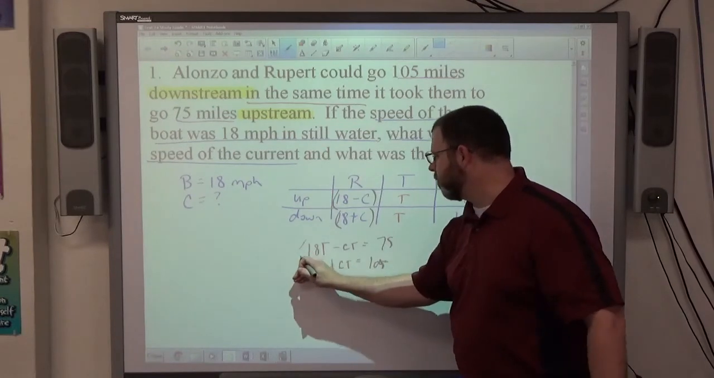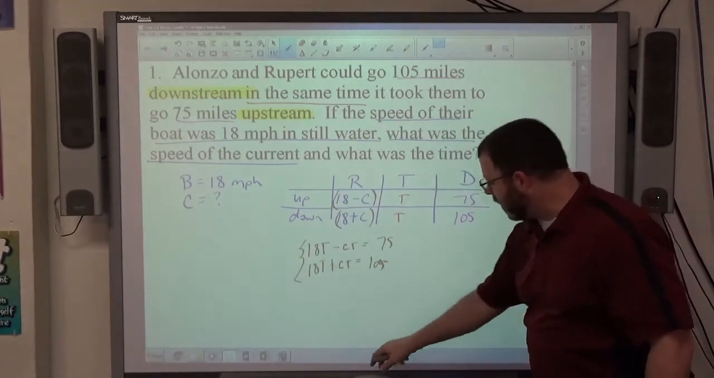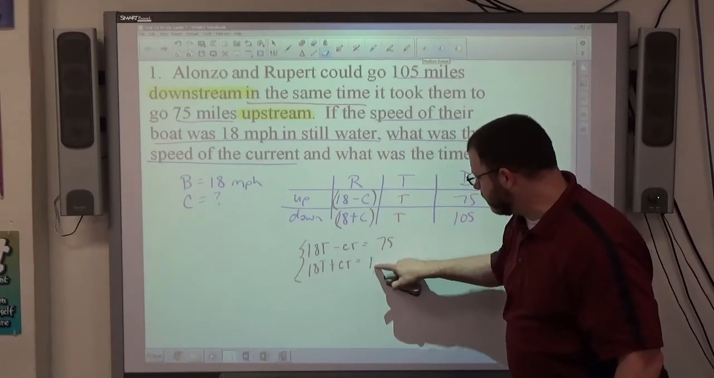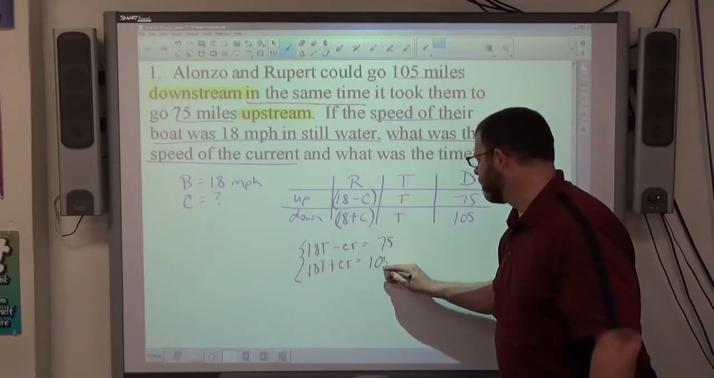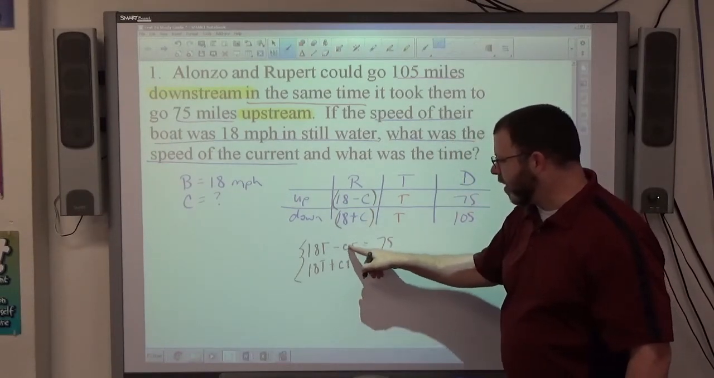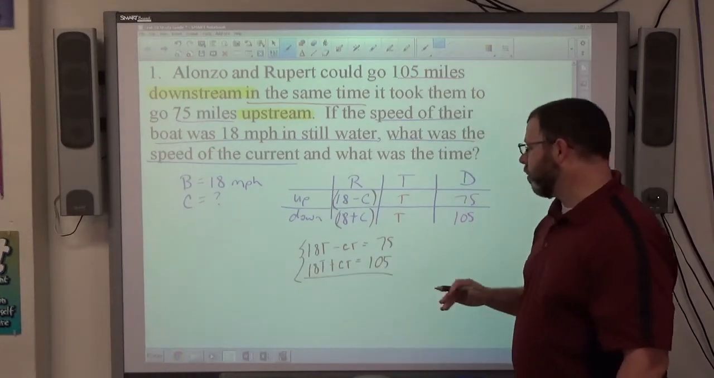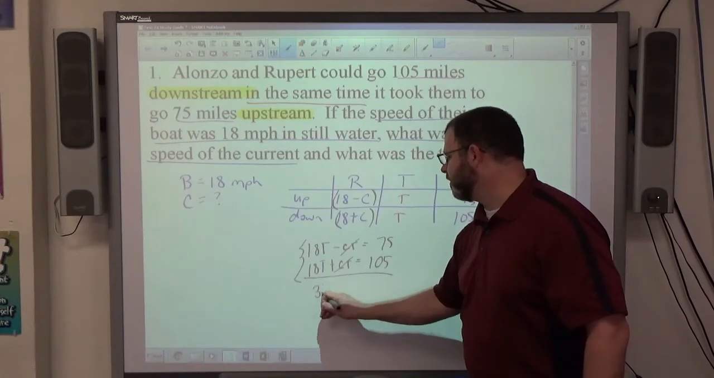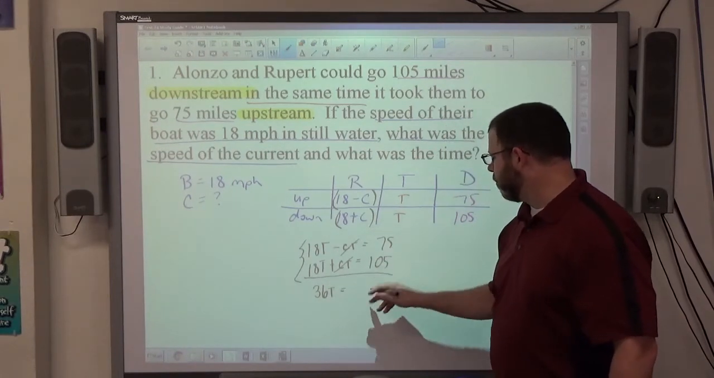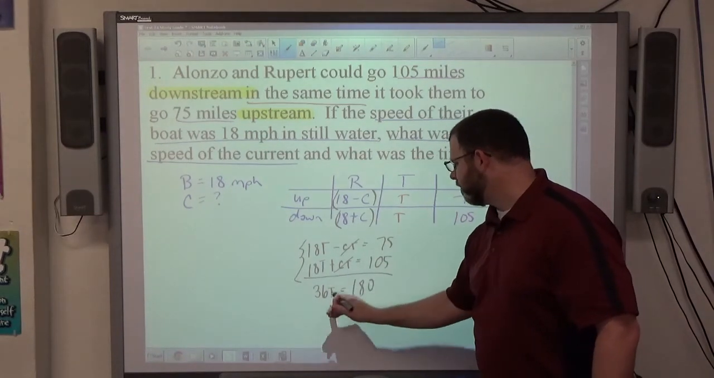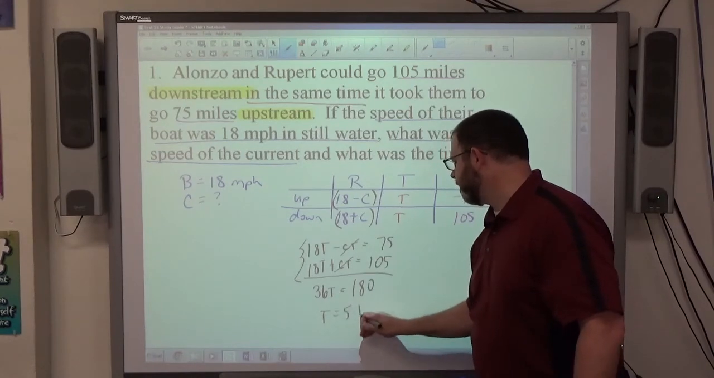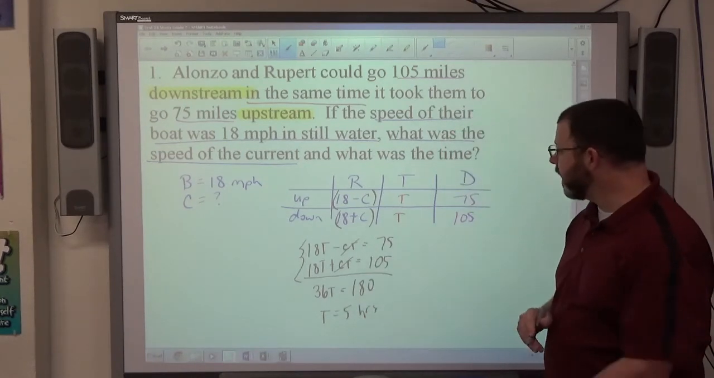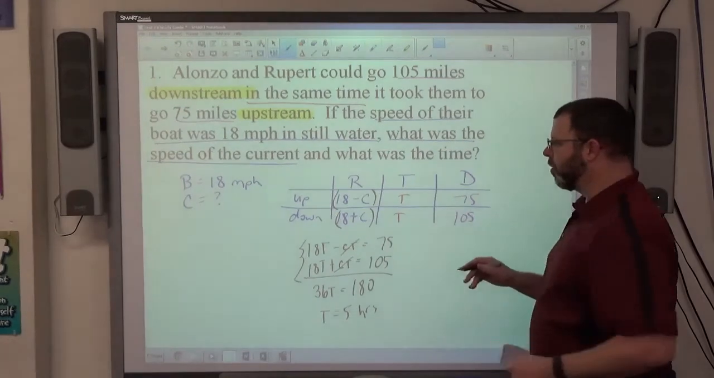So I got my system of equations here. And it's an elimination setup because the variable types are the same. The uglier variable is already set to eliminate, so we're ready to go immediately. So minus ct plus ct cancels, so I get 36t is equal to 180. Divide by 36, I get t equals 5 hours. Okay? That tells me how much time it took them in both legs.